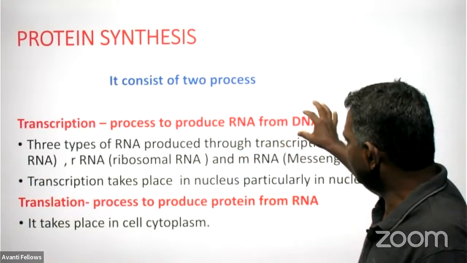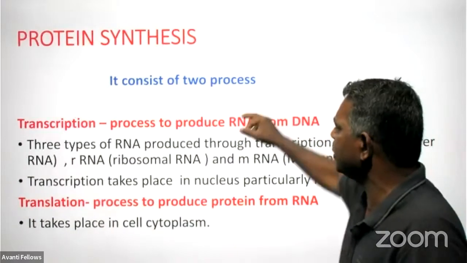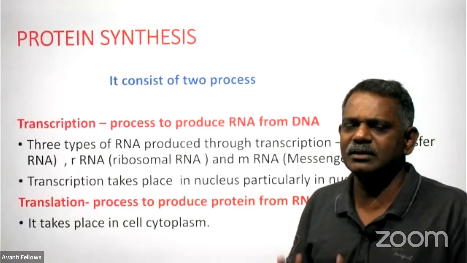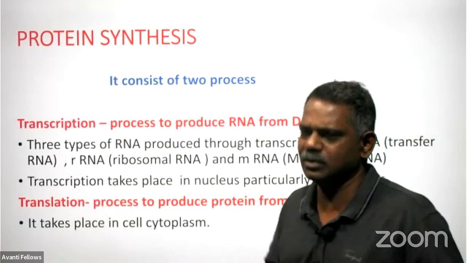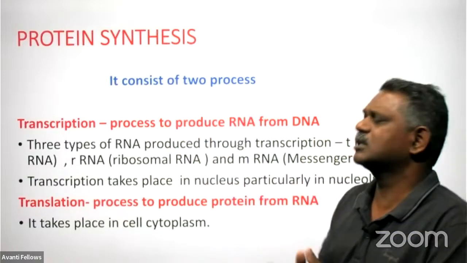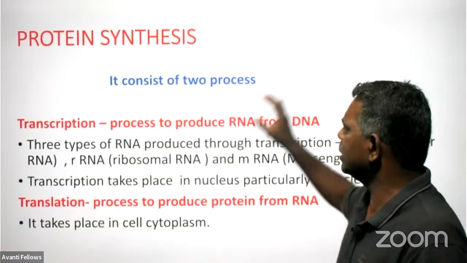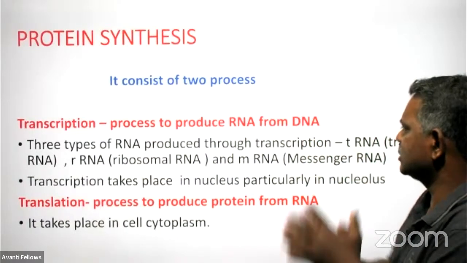That means all the information present in the DNA to prepare a particular protein is just copied to the RNA, and the RNA is sent from the nucleus to the cytoplasm to do protein synthesis. That only we call it as what? The transcription. Process to produce the RNA from the DNA is called as what?